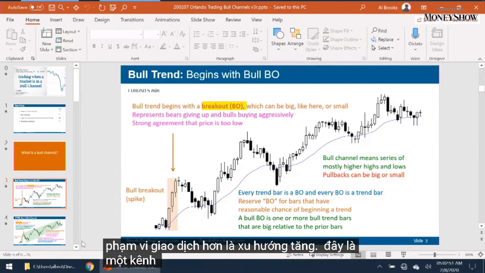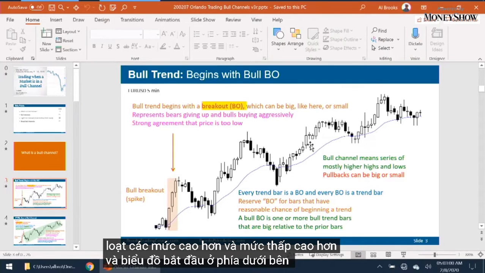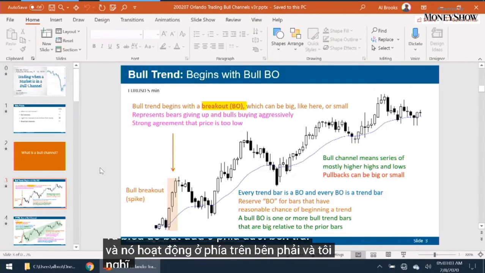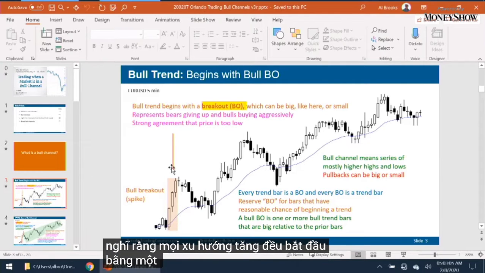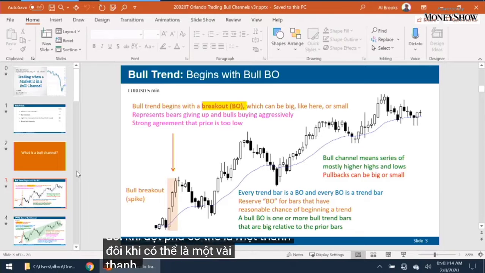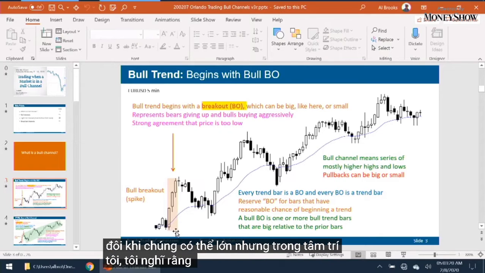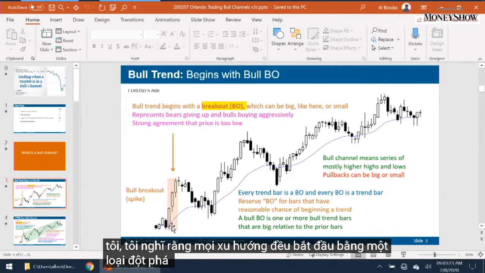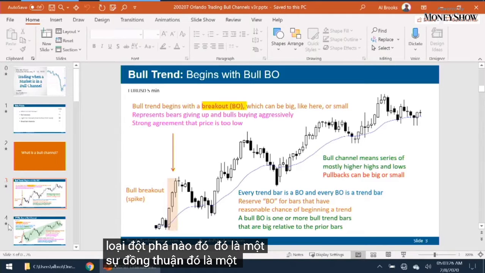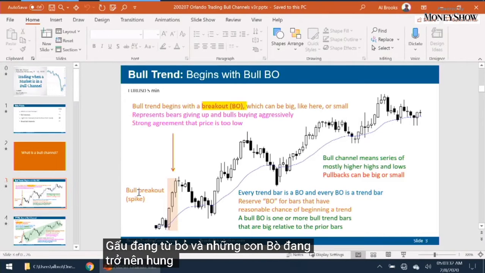So this is a pretty typical bull channel. We have a series of higher highs and higher lows, and the chart begins in the lower left and it works to the upper right. And I think of every bull trend as beginning with some kind of a breakout. Here we have a breakout that is 3 bars tall. Sometimes the breakout can be 1 bar, sometimes it could be several bars, sometimes the bars can be small, sometimes they can be big. But in my mind, I think every trend begins with some kind of a breakout. It's a consensus, it's an agreement that the market is about to begin a trend. And the bears are giving up and the bulls are getting aggressive.